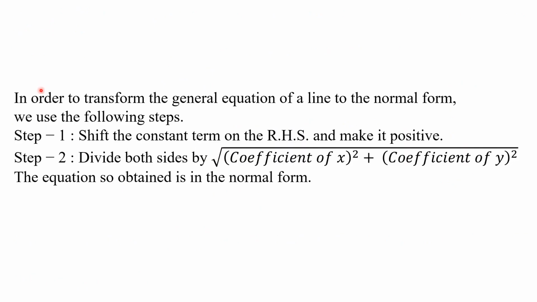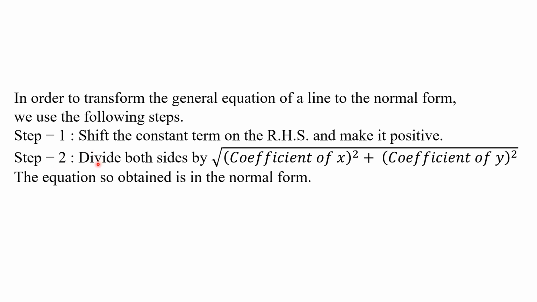Right. Now sometimes we have to transform the general equation of a line to the normal form. Do you remember the normal form of a line, my children? Yes. X cos omega plus y sin omega is equal to small letter p. Yes or no, my children? Right. So to transform the general equation of a line to the normal form, we use the following steps. Okay, my children, please remember these 2 steps to convert the general equation of a line to the normal form.